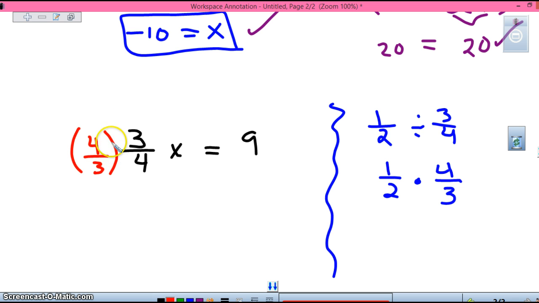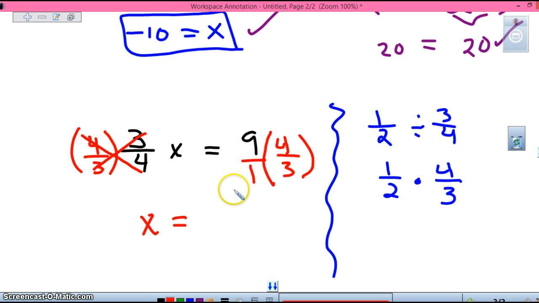And also look at this. If we multiply times the reciprocal, the 4's cancel, the 3's cancel. What you do to one side, you do to the other. X equals 9 times 4/3. Can we cross cancel before we multiply across? This becomes a 3. This becomes a 1. 3 times 4 is 12.